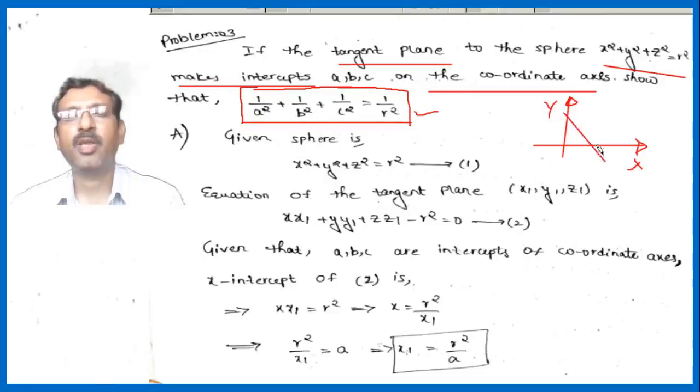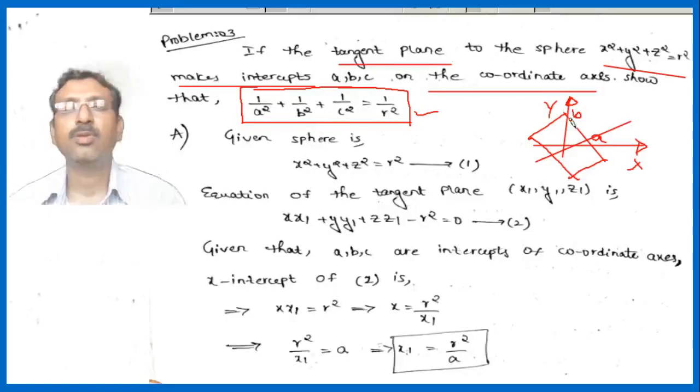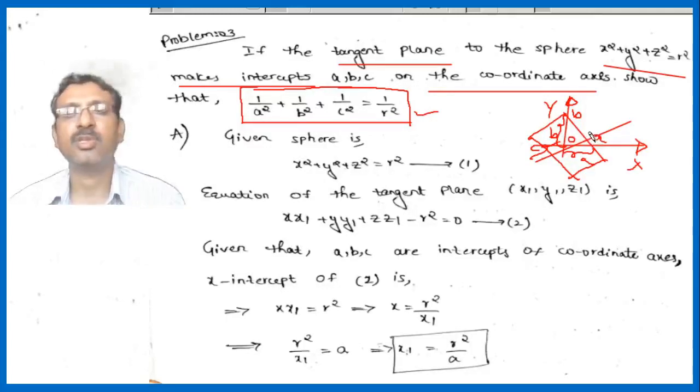The tangent plane touches the x axis at A and the y axis at B. Similarly, we take the z axis at some C. So in this case, we say that the plane makes intercepts a, b, c, and we can say these are distances also. This is equal to b, this is equal to a, this is equal to some c. The distance from O to the point of intercept.